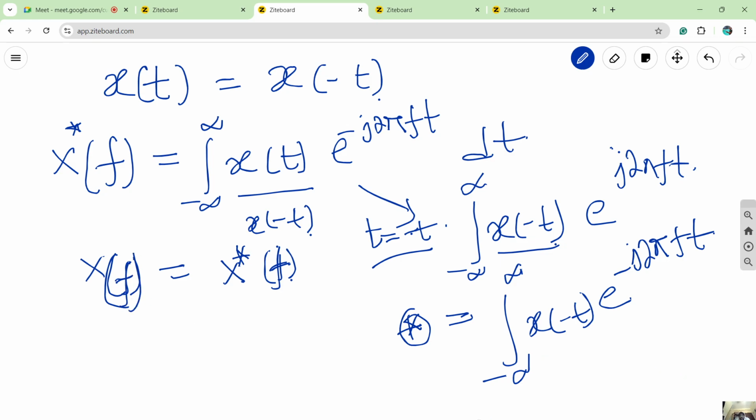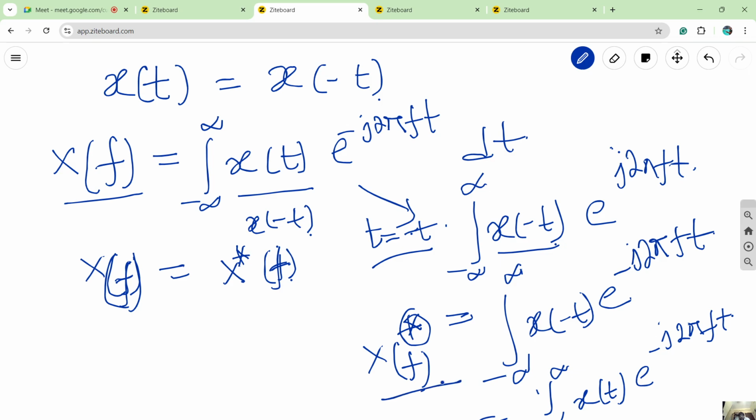So I can again write it as the integral from minus infinity to infinity of x of t e to the power minus j 2 pi ft. So x of f becomes, here I take the conjugate of x of f. So x of f is equal to x star of f. And also x of f is equal to x of minus f.